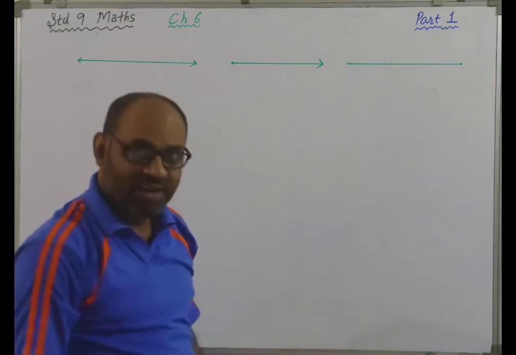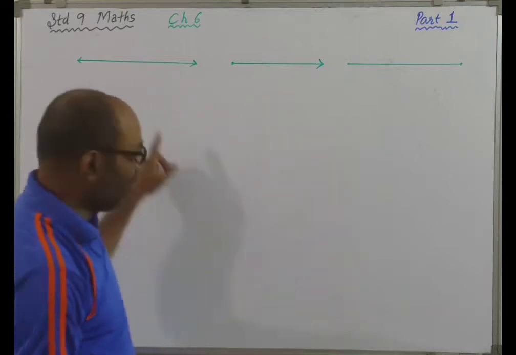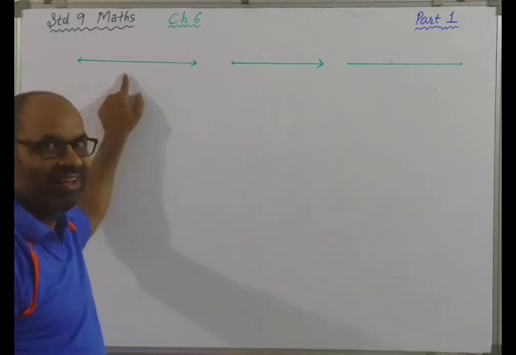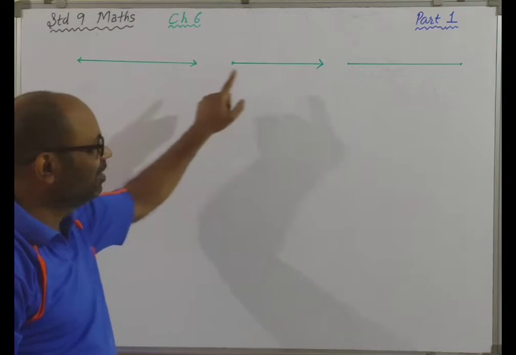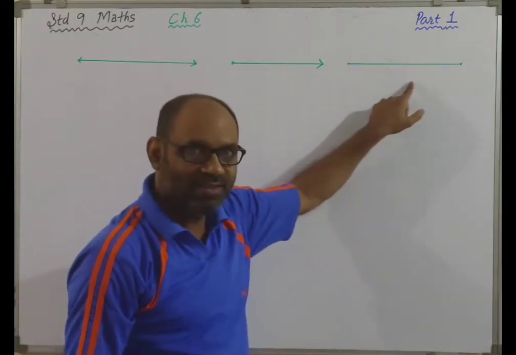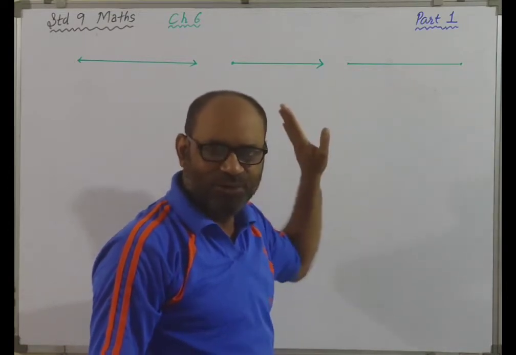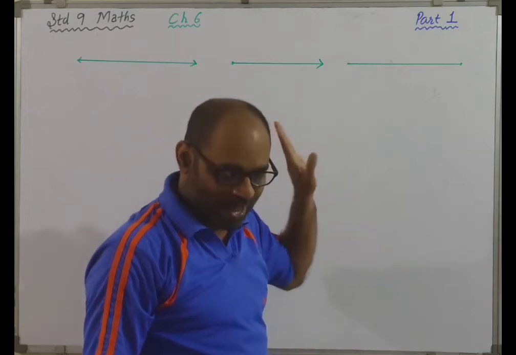So I've drawn 3 figures. Can you tell me what they are? What about this one? Line? Yes. This? Ray? Yes. This? Line segment. Correct? That is not new for you, so you know it well.